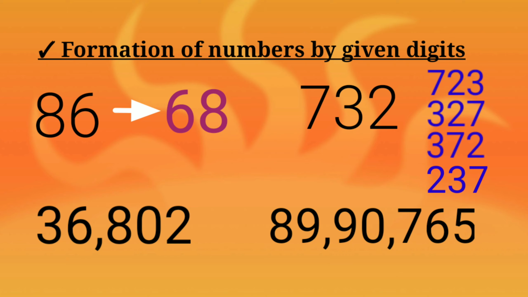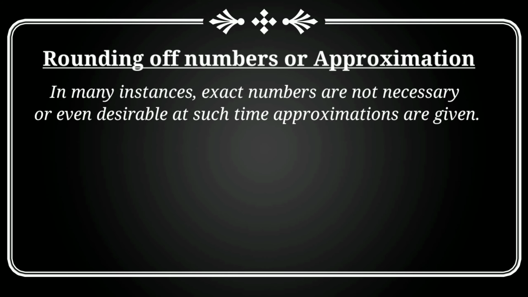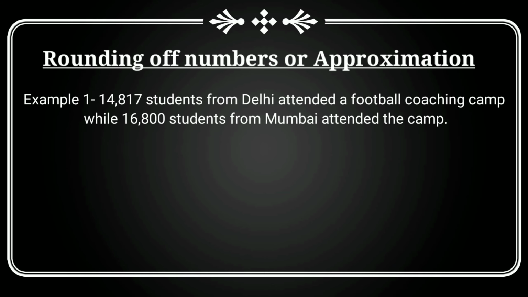Now we are moving ahead to the next topic, that is rounding numbers. Now let us learn rounding numbers or approximation. In many instances, exact numbers are not necessary or even desirable. At such times, approximations are given. This is when rounding numbers helps us. Let us look at an example to understand in a better way.